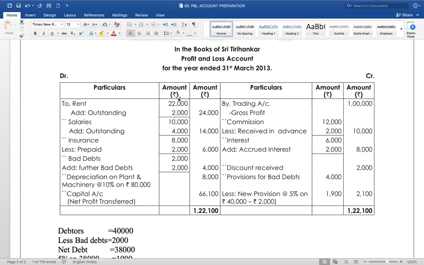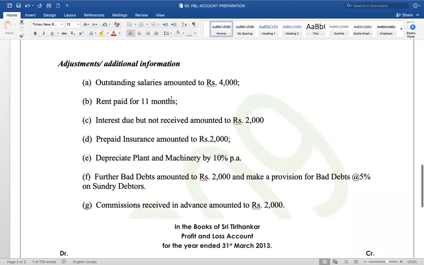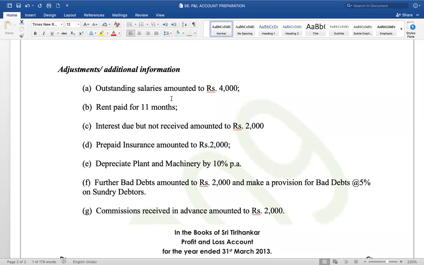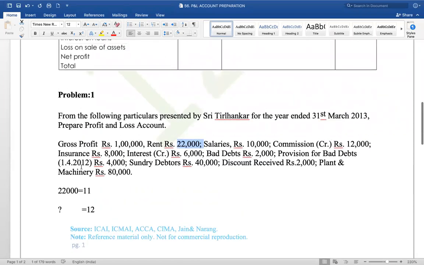So 22 plus 2, 24,000. Right? This is how you're doing it. You understand this? Any doubt here? Confusion? No, sir. Right. Next is, yeah, we are done with gross profit.